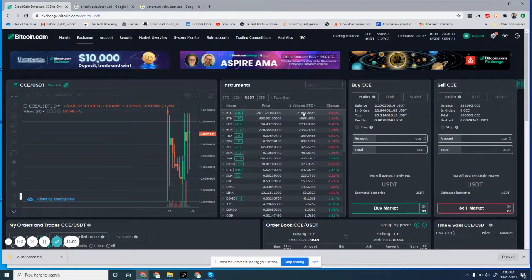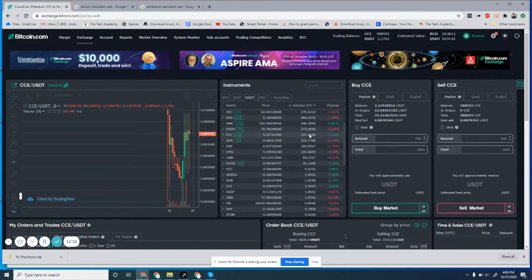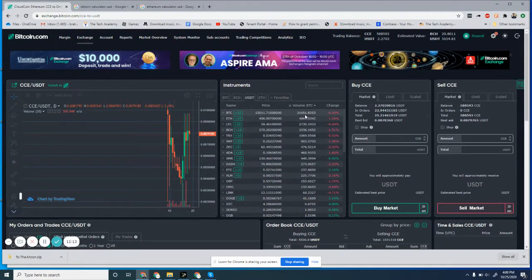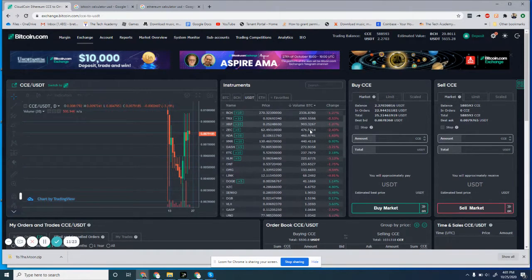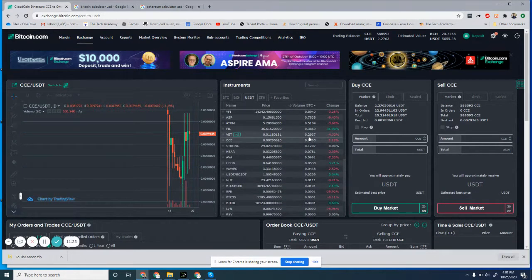So 21,651 Bitcoins have been traded, or the amount worth of Bitcoin has been traded during the day so far, which is a huge amount. Each Bitcoin is worth around $13,000 right now. So you'd have to do 21,651 times $13,000, and that is a huge volume. If we go down here, we'll see that we have small volumes.